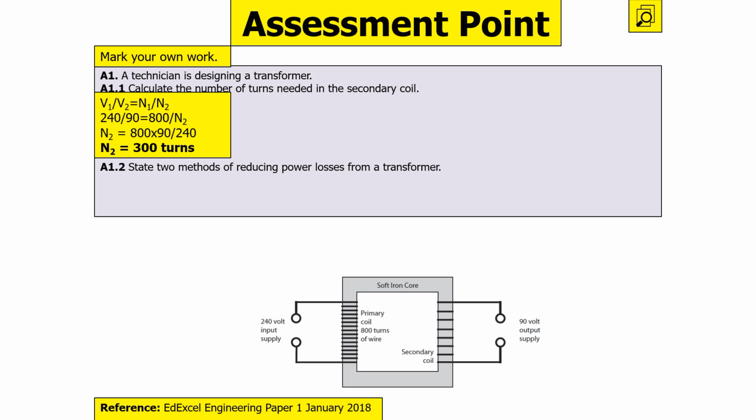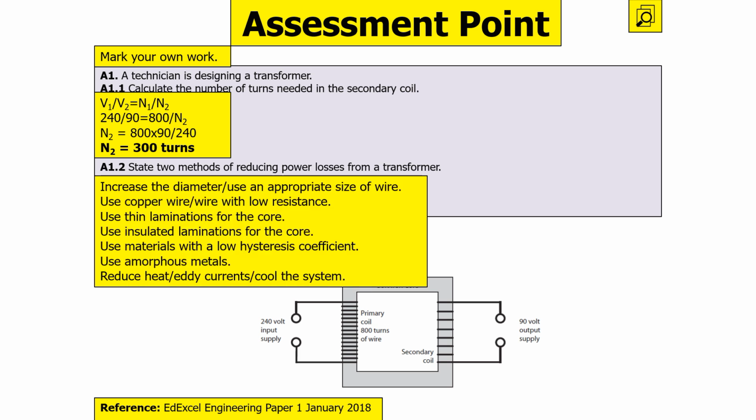Now, you've got to know all the ways we make a transformer efficient. That could be use a wire with a greater diameter because that will reduce resistance. Use a wire with a low resistance. Use laminations in the core to prevent eddy currents. Use an insulated laminate, the same thing. Use materials with a low hysteresis in the coil to stop energy loss when you've got an alternating magnetic field. And you can also reduce the heat in the circuit by cooling it down.